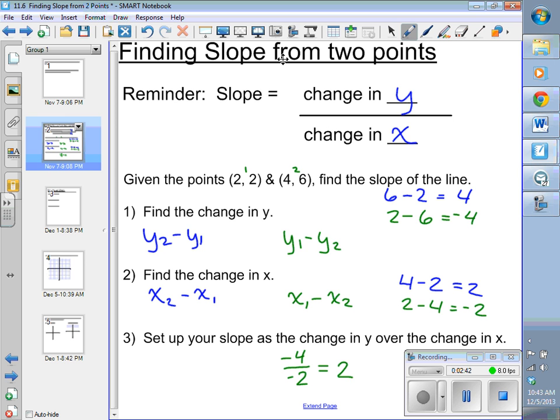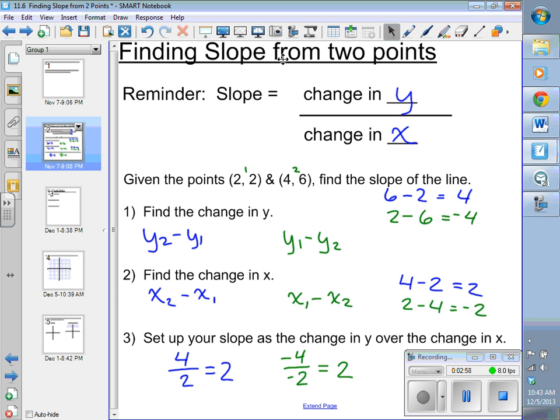If I do my blue, I have 4 over 2, and 4 divided by 2 is 2. So either way, I get 2. The most important part, again, is that we are consistent.